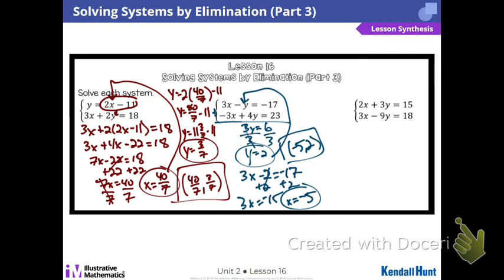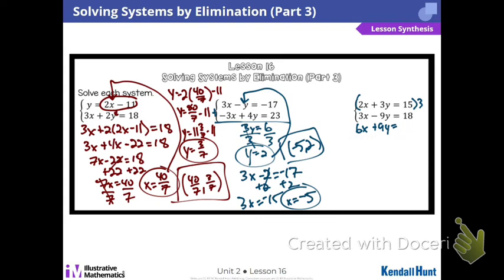Now this one, there's more than one way to do this one. I got 3 quick ways. Who can tell me one way they got something to cancel on the third one? What's one way? All right, Raymer. Multiply the top one by 3. I've seen that today. And you got 6x plus 9y equals 45. And when you add them together, these canceled, right?